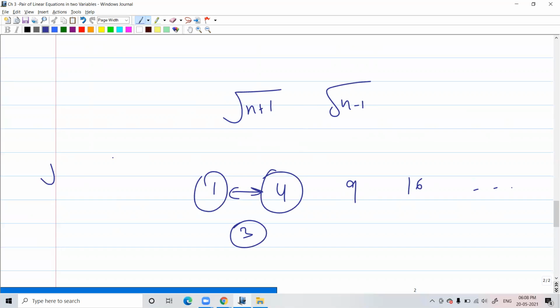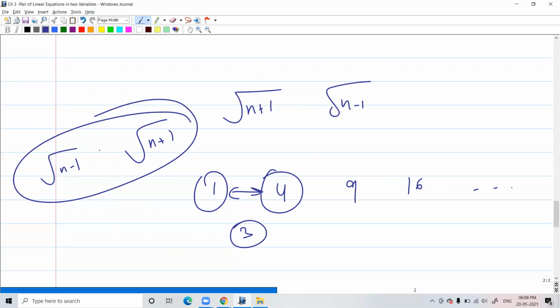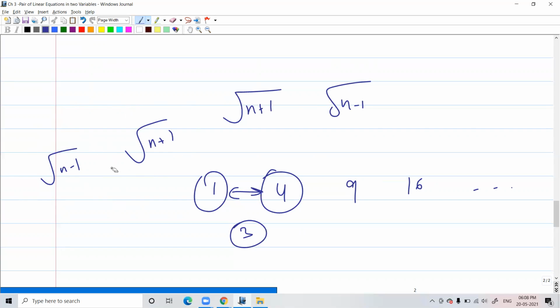So if you have numbers like this within the square root where one of them is n minus 1 and the other one is n plus 1, there is a gap of only 2 between them. So both of them can never be perfect squares.